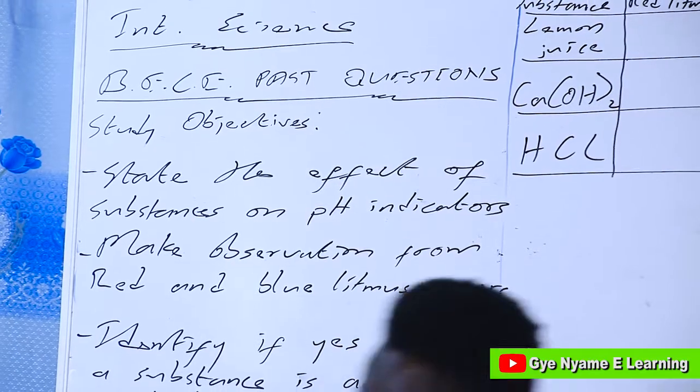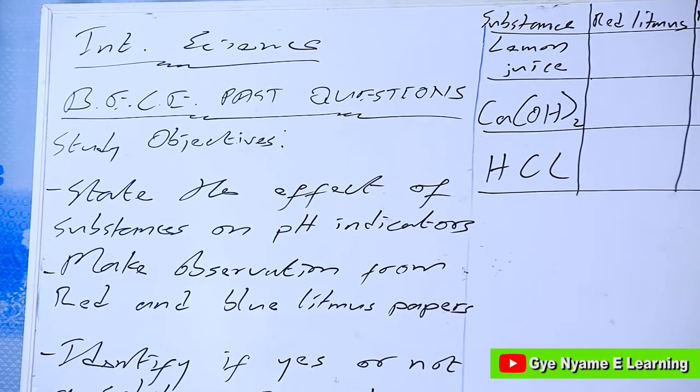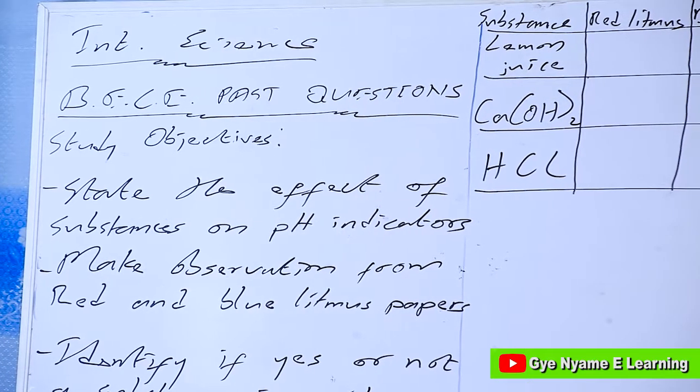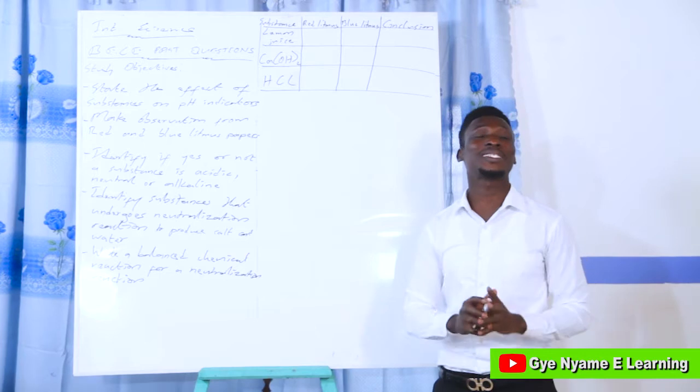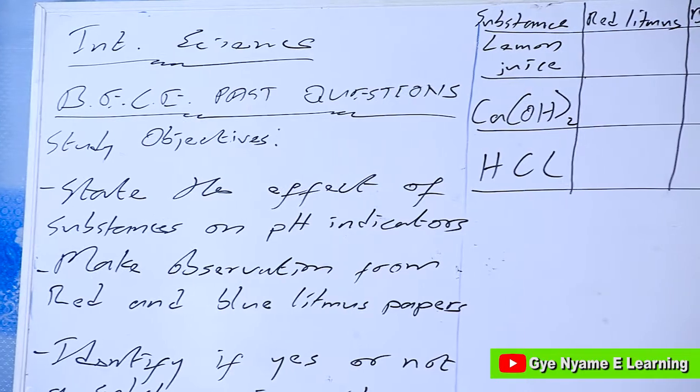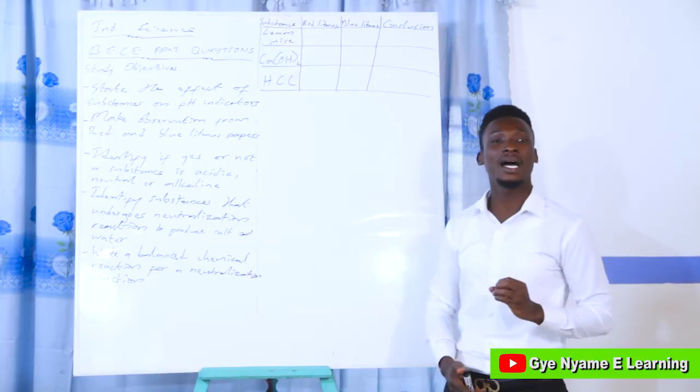Litmus papers are indicators. So when we say pH indicators, we are referring to materials, whether liquid or solid, like paper, that are able to give an indication, a sign, that this substance is a neutral substance, this substance is an alkali substance, or this substance is an acidic substance.